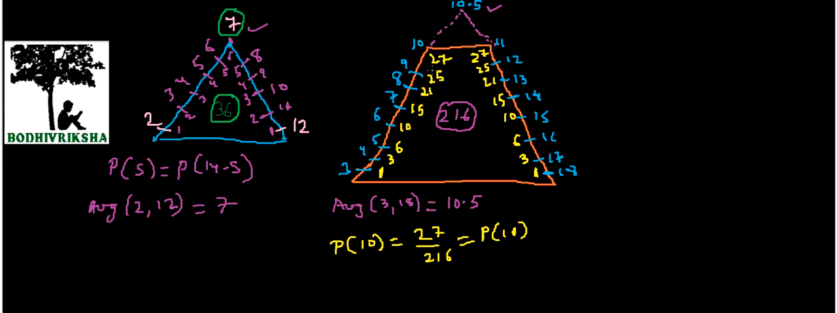Probability of getting the sum as 9 is the same as probability of getting the sum as 12, which in other words means that the probability of getting the sum of s is the same as the probability of getting the sum as 21 minus s, in the case of 3 dice.